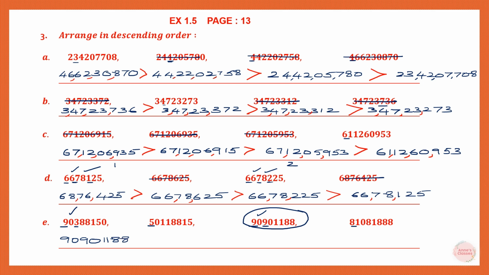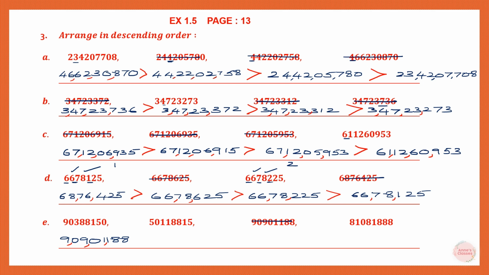90901188. Let's put the commas, ones, tens, hundreds, comma, thousands, 10,000s, comma, lakh, 10 lakh. So this is 9 crore, 9 lakh, 1188. So we finished with this number. Let's strike it off. That number is over.